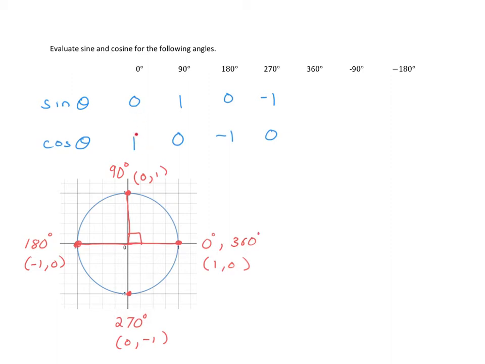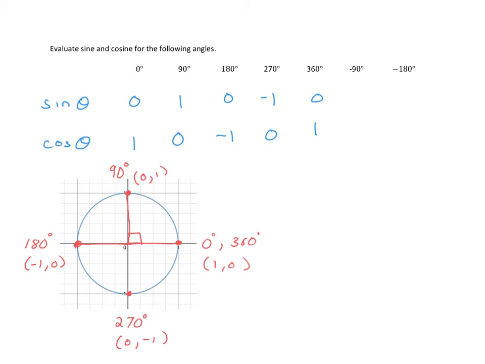So the values that we have here for sine and cosine are exactly what we'll have over here: 0 and 1. That's why sine and cosine are periodic with a period of 2 pi. This thing that starts repeating over and over again with every single rotation.